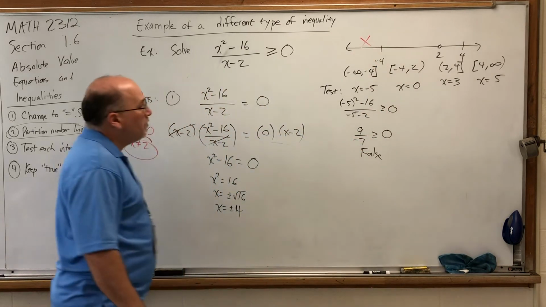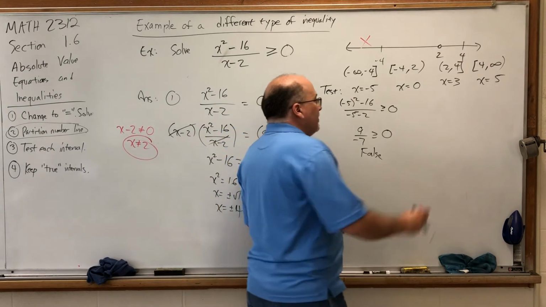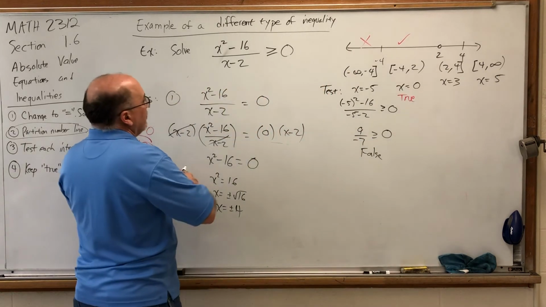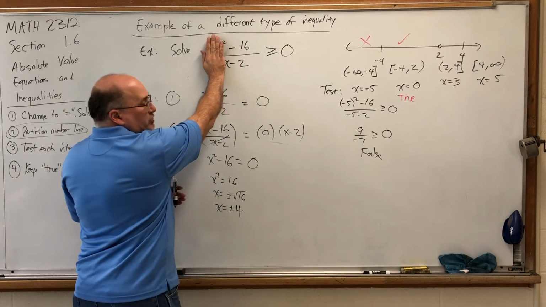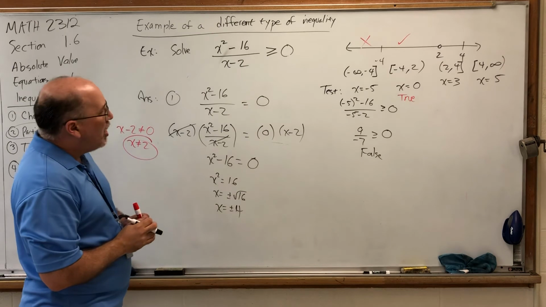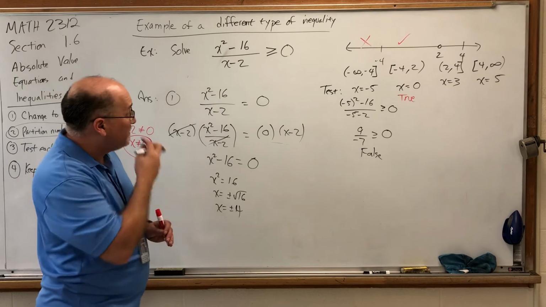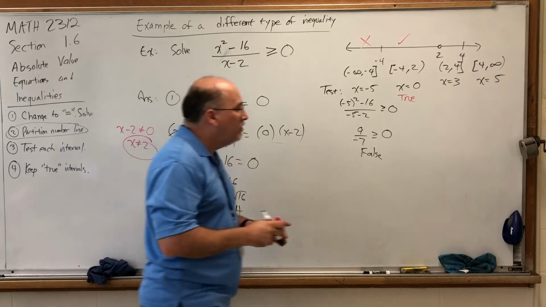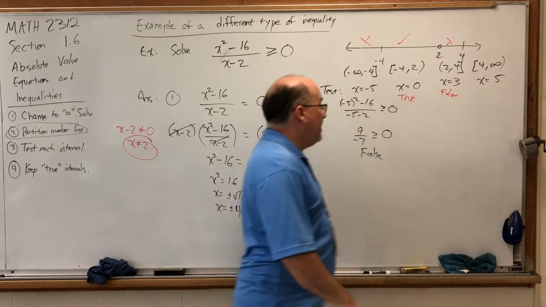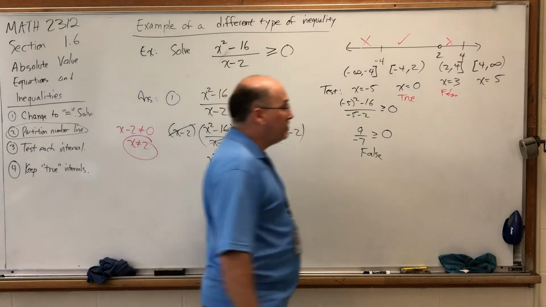And then we can check the rest of them. For the sake of time, I'm just going to tell you the results. The 0 would make it true. That's actually pretty easy to see because if I put in 0, I get negative 16 divided by negative 2, which is positive 8, which is greater than or equal to 0. We could check 3. 3 will make it false because when you put in 3, I believe you get negative 7. So this comes out to be false, which means we don't want that interval. And then when we pick x equals 5, we end up getting 9 over 3, which is positive, so it's good.